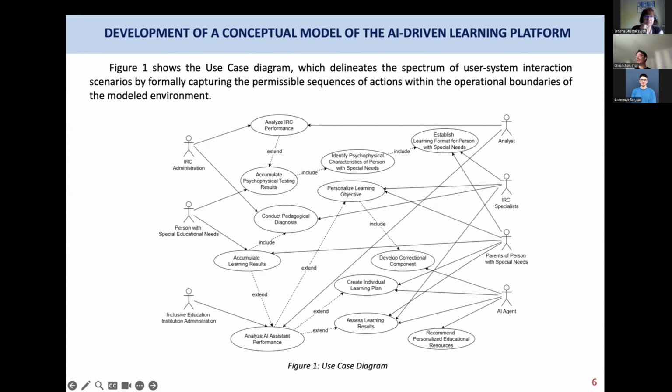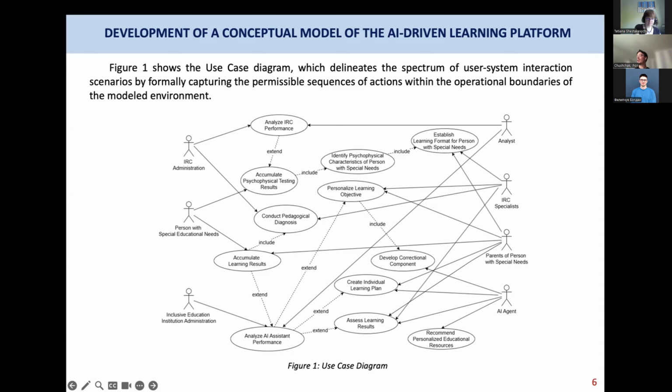This slide presents the use case diagram, which illustrates the full range of interactions between users and the AI-driven learning platform. The diagram formally defines permissible sequences of action that take place within the boundaries of the modeled educational environment. Each actor in the system, including students, parents, teachers, institutional administrators, and AI agents, interacts with the platform by contributing to or receiving outputs from a series of processes.